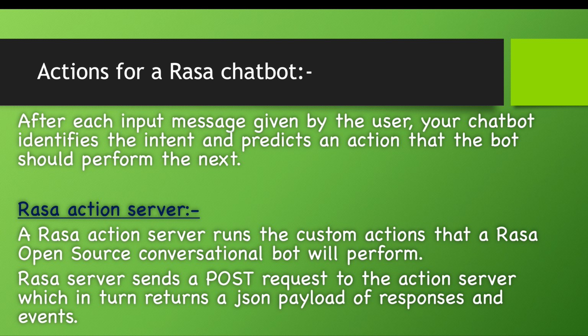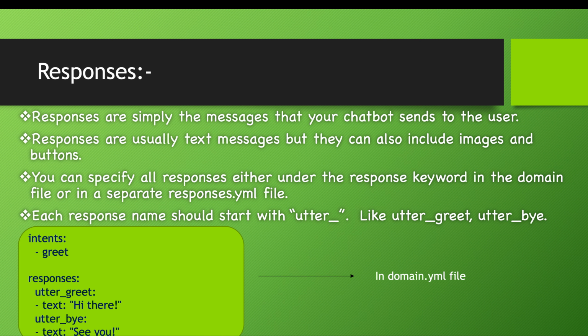So today we are going to see how to implement the actions in Rasa in detail. Now, what are responses? Responses are simply the messages that your chatbot sends to the user. Responses are usually text messages, but they can also include images and buttons. You can specify all the responses either under the response keyword in the domain file, or you can create a separate responses.yml file. And each response name should start with an utter keyword, like utter_greet, utter_bye, etc. You can see in this example.